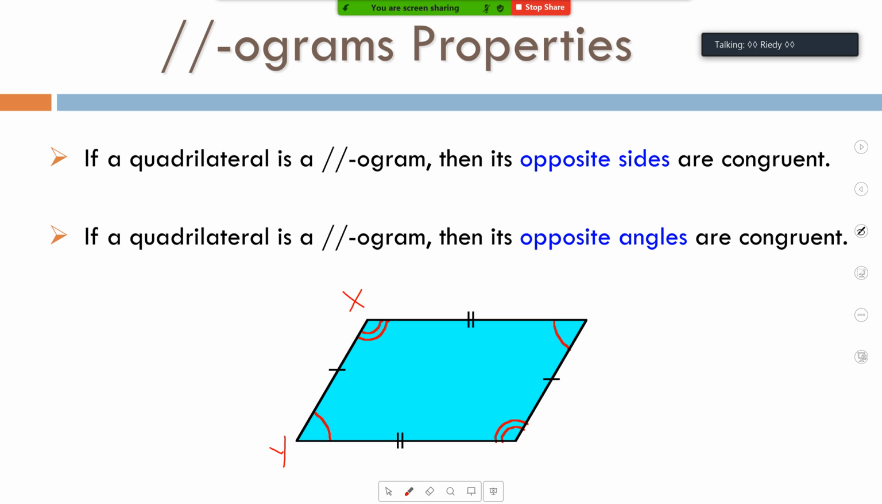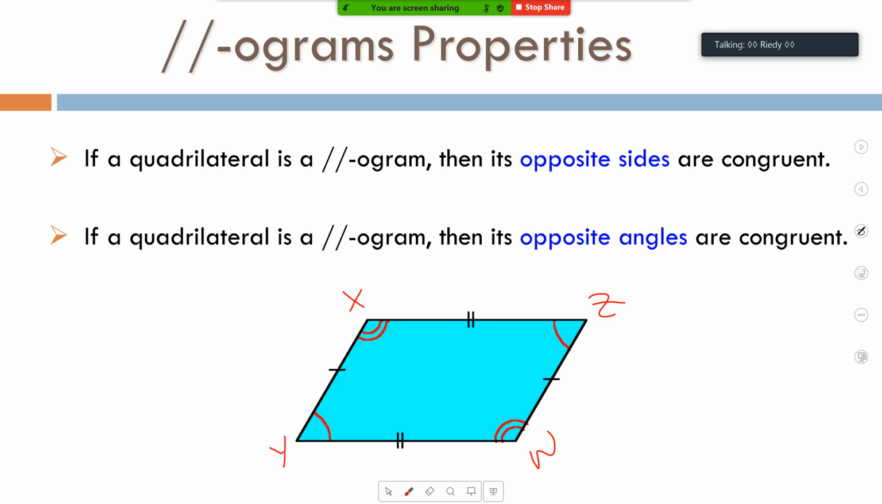So, Daniel, let's stay with you. Suppose I call this Z. What's the relationship between angle X and angle Z? Supplementary. And Z and W? Also supplementary. W and Y? Supplementary. Excellent pattern recognition skills.